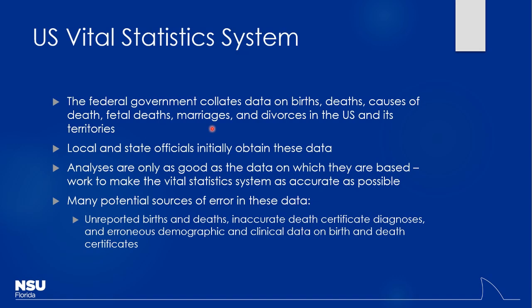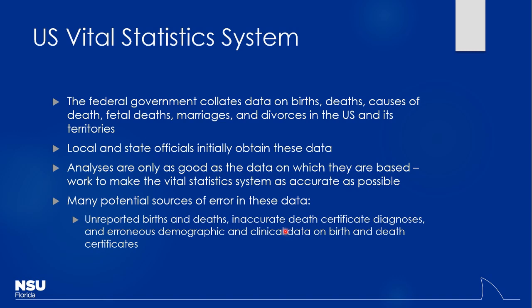Some of it is reported through the CDC. Other organizations can be involved with this as well. Usually you're going to find state and local organizations will collect this data first, and then it gets transmitted up through the federal government. But again, all of these analyses are only going to be as good as the evidence, the data that's actually collected there. And so there can be a lot of reasons for errors, some of which we've already mentioned. So, unreported births or deaths, right? If you're born at home and it never got reported that the birth had occurred, then maybe underreporting.